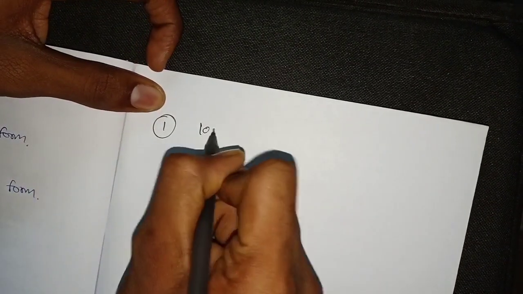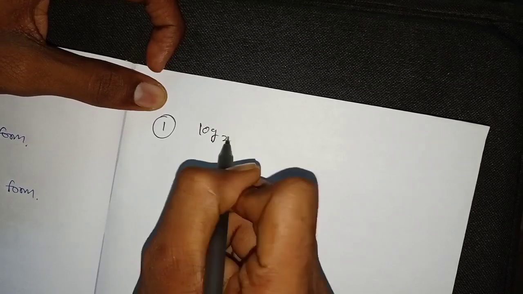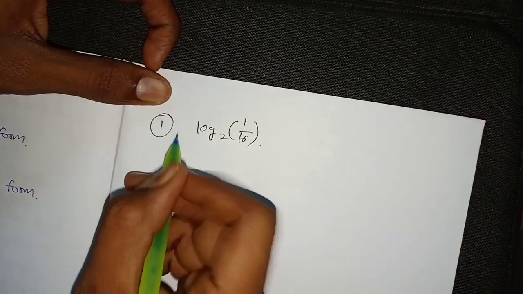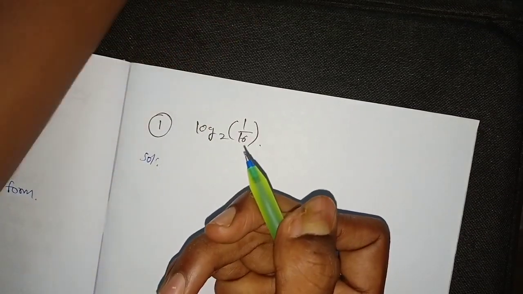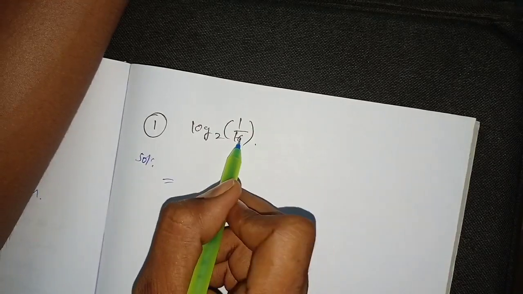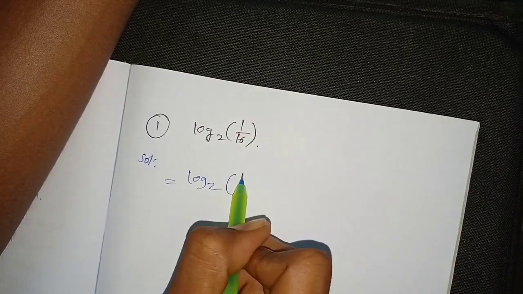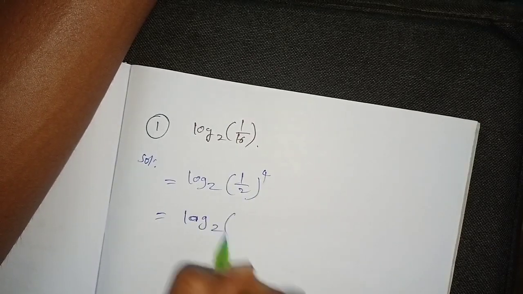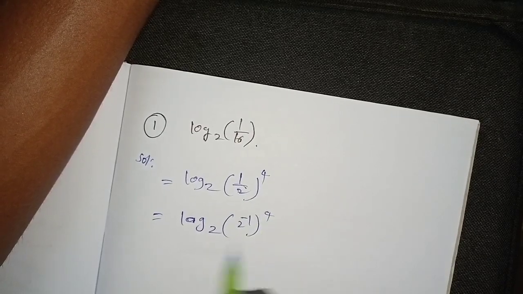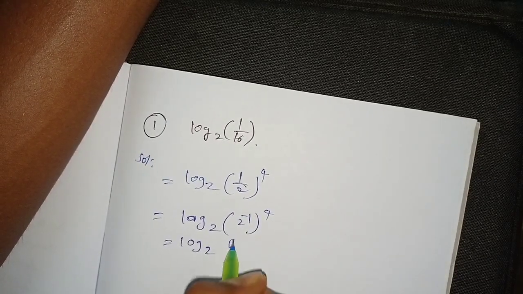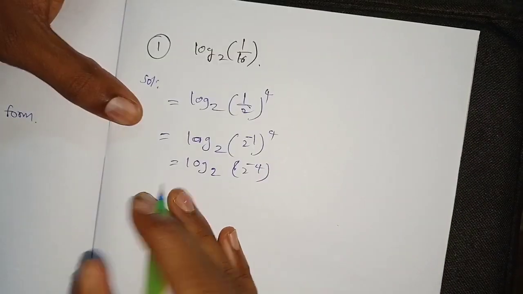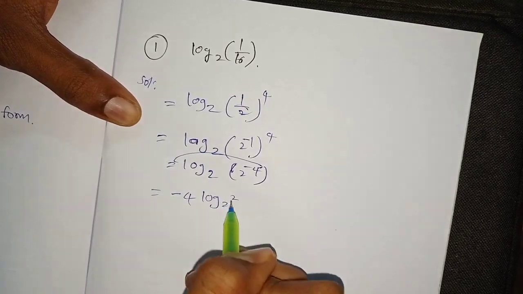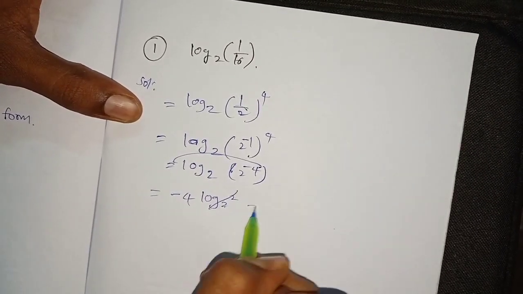So guys, solve log base 2 of 1 by 16. So how to solve this? Simply, what is 16? It can be written as 1 by 2 whole power of 4, nothing but 2 power of minus 1 whole power of 4. It can be written as 2 power of minus 4. So the power moves to this side, minus 4 log 2 power of 2. So base 2 power 2 equal to 1, that is minus 4.